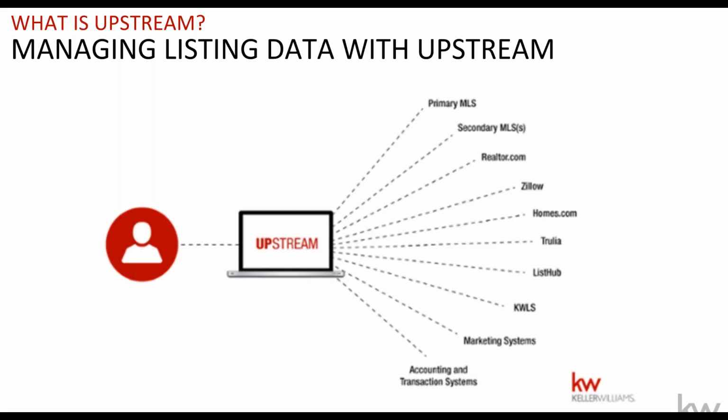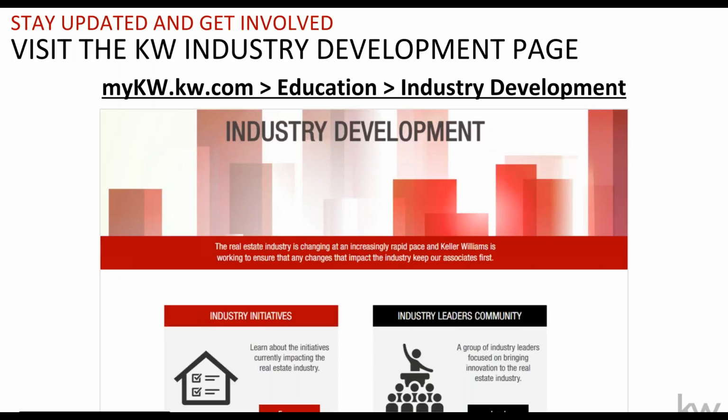So where you can learn more about this is on My KW. If you click on the education menu, there's an industry development item. This is what that landing page looks like. On the left side, you'll see industry initiatives. Click on the engage button, and that's going to take you to a landing page that talks all about Upstream. And that's where you can also see which of our market centers and in which MLS they belong, the ones that are participating in this alpha, this pilot.